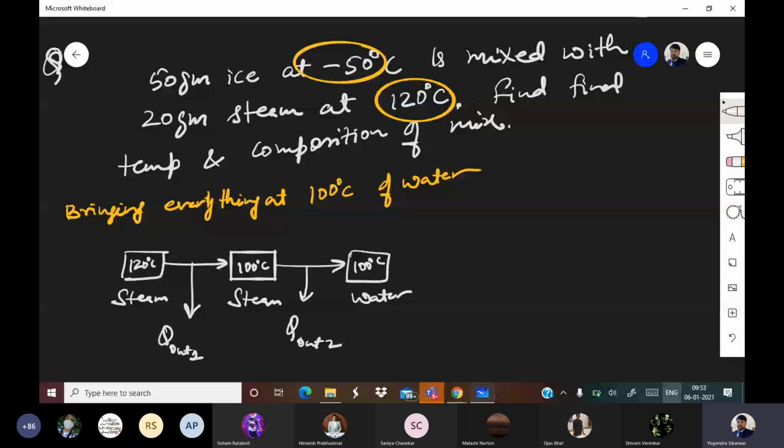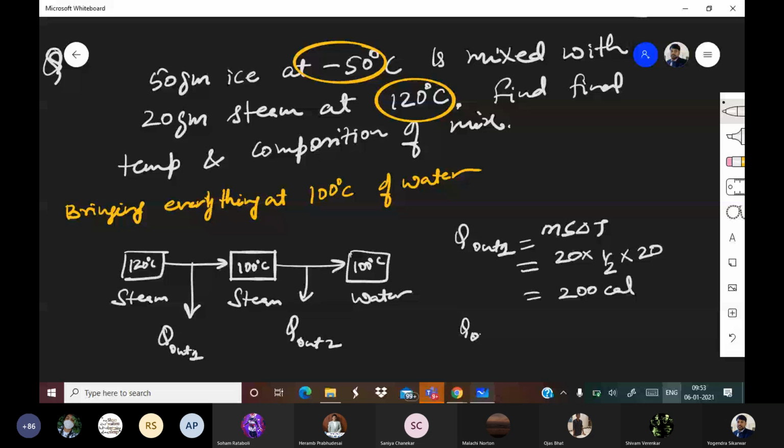So how much is Q out 1? Q out 1 is m s delta T. M is 20, S is half, and delta T is 20. So 20 into this comes out to be 200 calorie. Now Q out 2 will be m L. M is 20 and L is 540. So that comes out to be 10800.